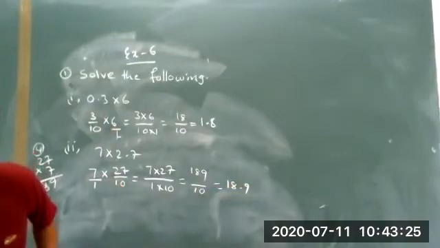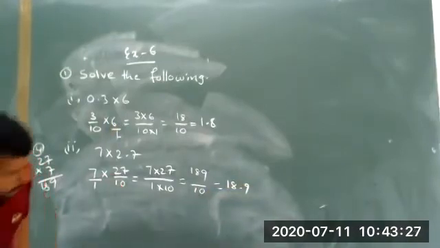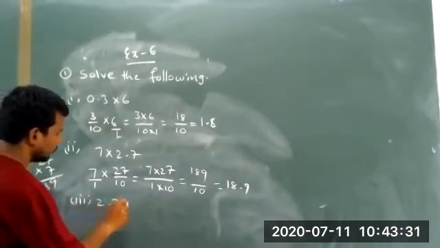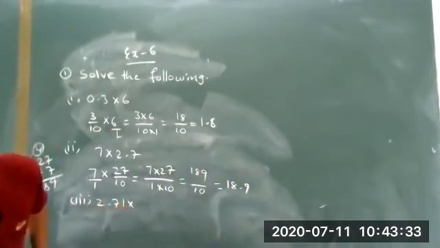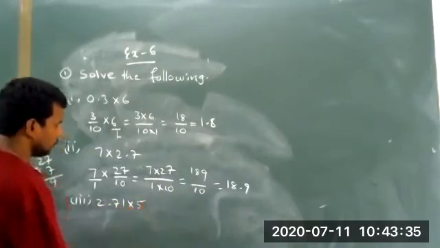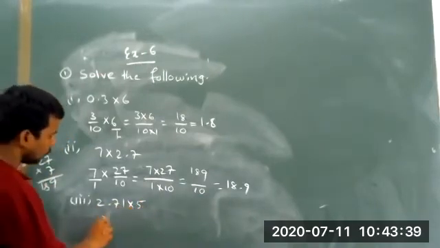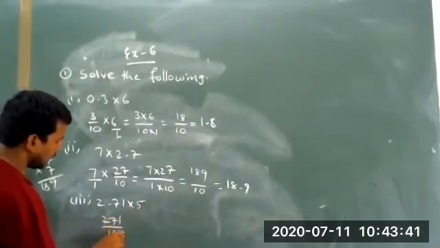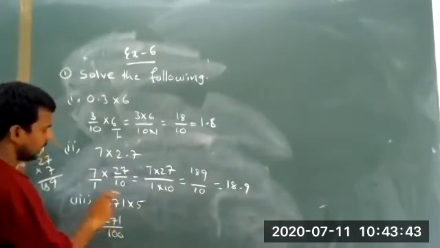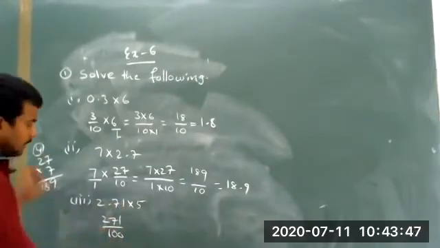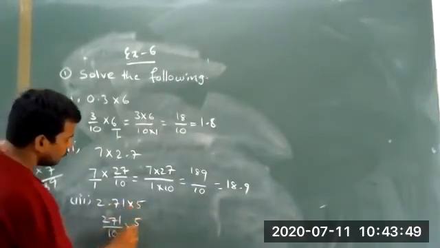Next, third one, 2.71 into 5. So 271 by 100. Why? Because here after the point, how many digits are there? 2 digits. That's why. So here 100, and 5 by 1.